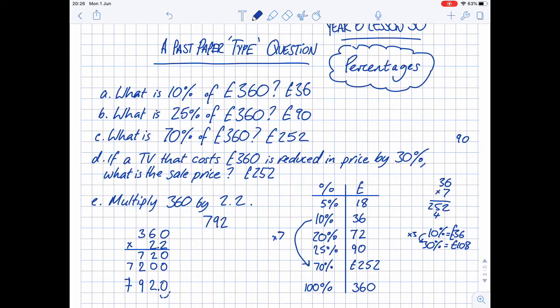Hopefully you got 5 out of 5. That last one was probably the trickiest. There's all your answers. And you can see that C, 70% of £360 is 252, and so is D. Well, if you think about it, if the price of the TV was reduced by 30%, it now is 70% of the original price. Hence why it's the same answer as C.